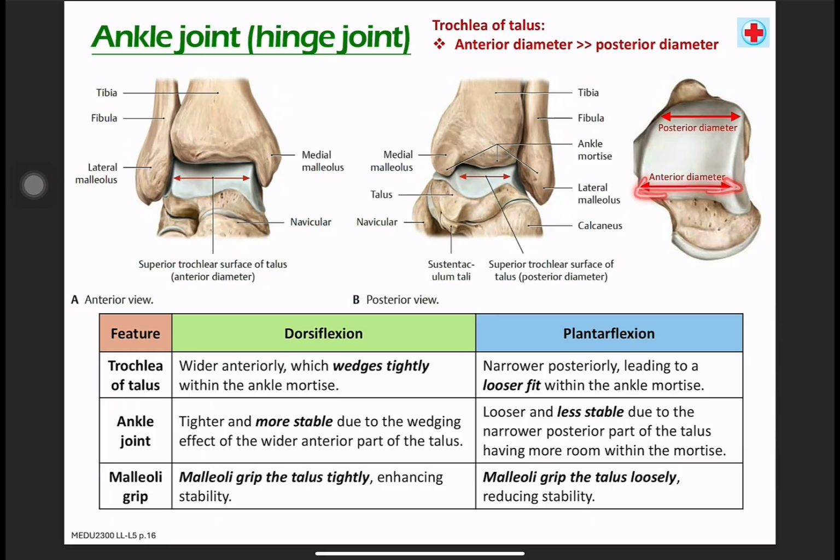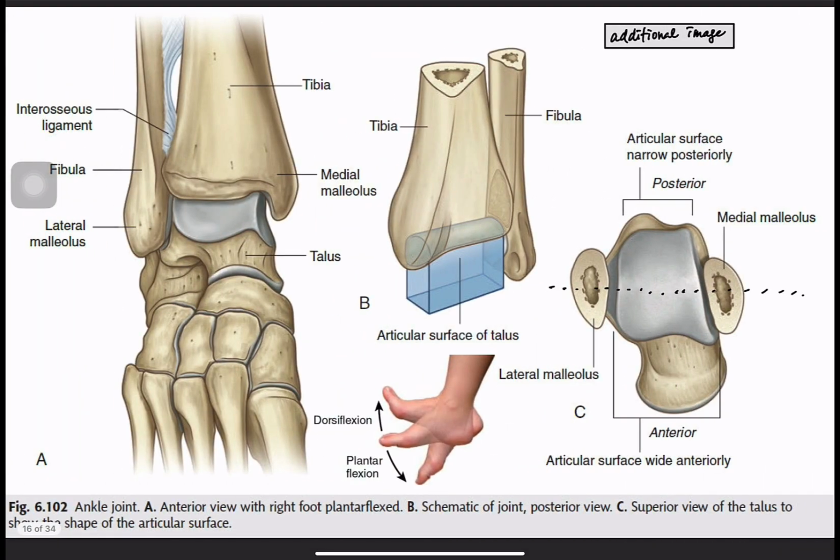Wider anteriorly, narrower posteriorly. This forms a very important foundation for you to understand why the ankle joint in plantar flexion is less stable when compared with the dorsiflexion condition. I find this image more meaningful for you, so capture the screen and put it into your revision notes. Now this is the talus, with the trochlea located here, and here are the lateral and also the medial malleolus. Taking this as the zero position.